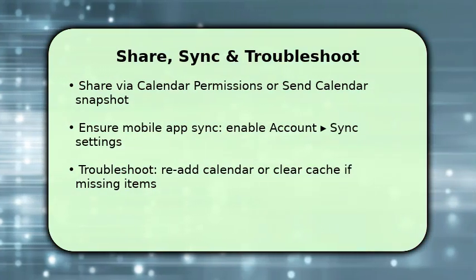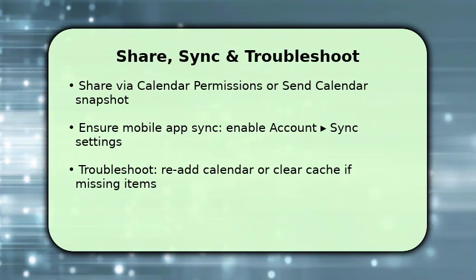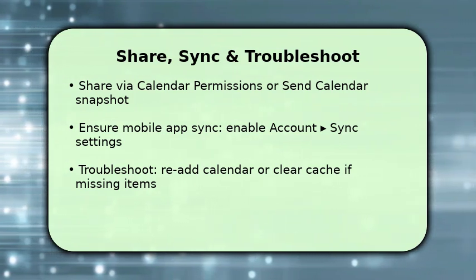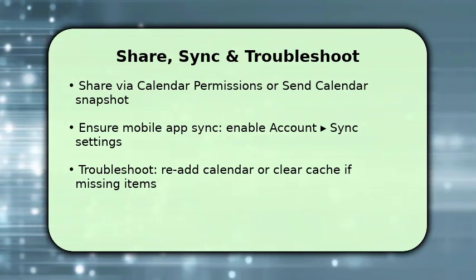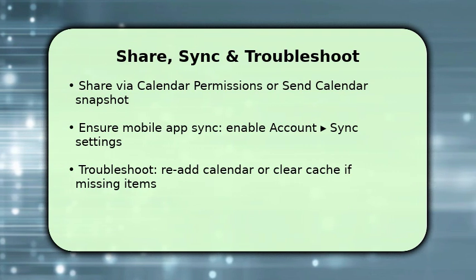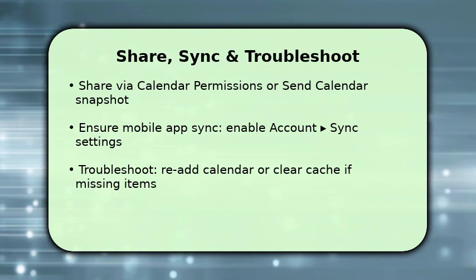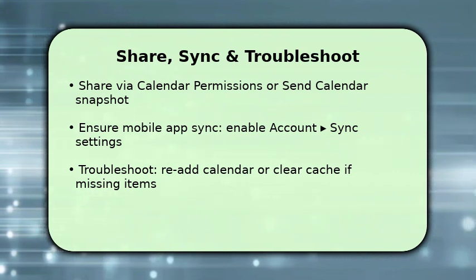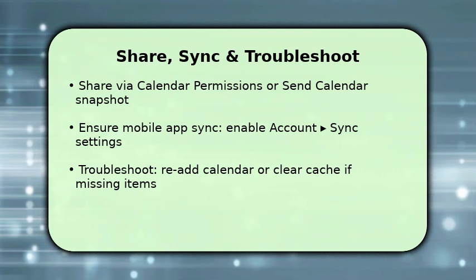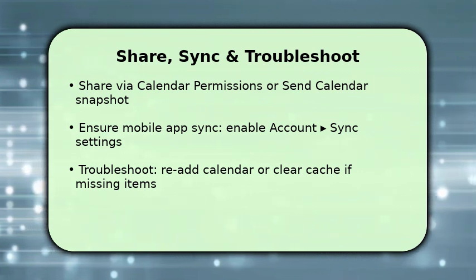Set calendar permissions to give others view or edit access, or send calendar to export a snapshot. Make sure your phone's Outlook app has account sync enabled so events appear across devices. If items don't show, sign out and back in, re-add the calendar, or clear Outlook cache to force a resync. This resolves most missing entry issues.